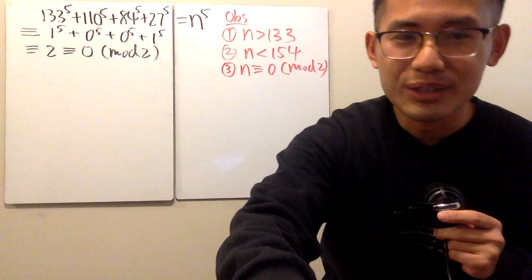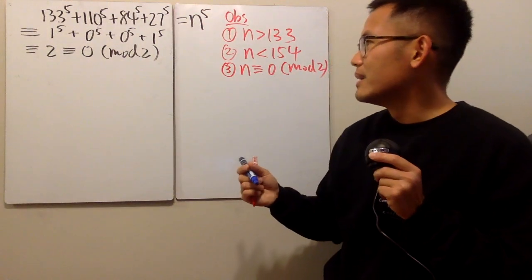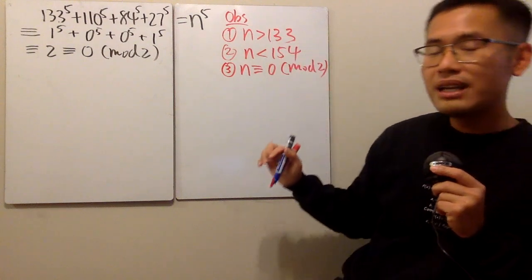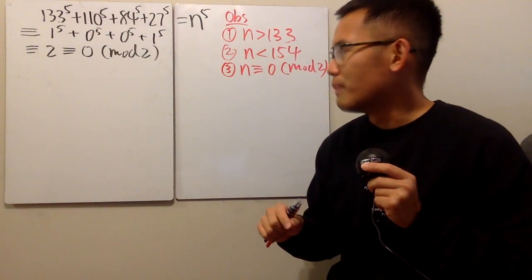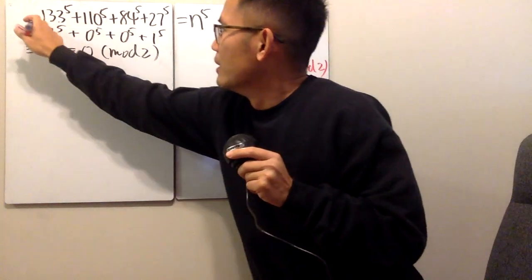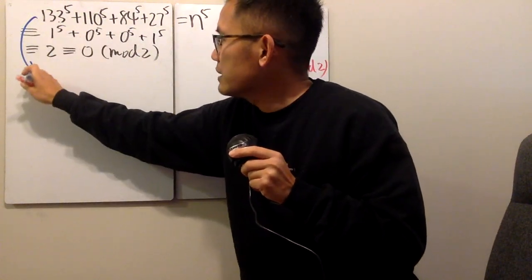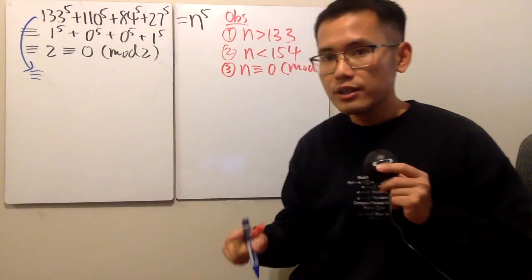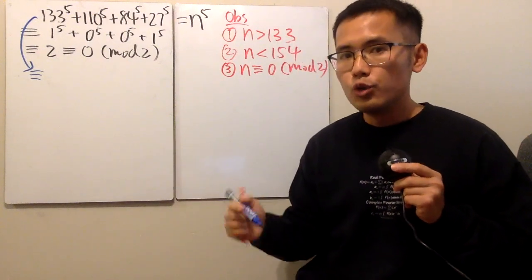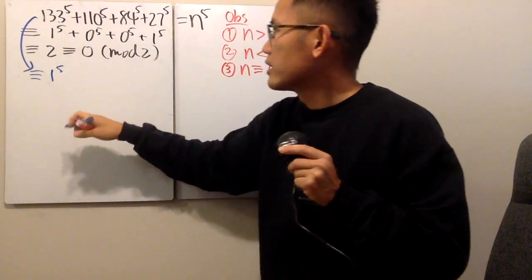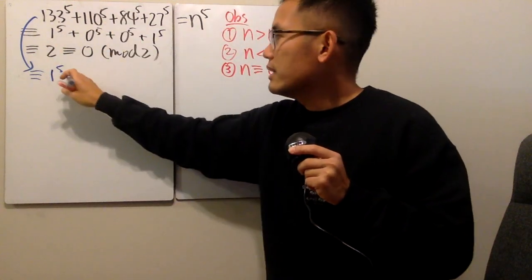Now, let's go ahead and do the next one. This is actually really good because it reduces half of the numbers right here, right? But let's do the next one. Let's say mod 3, yeah? So again, we are using 3 now. Pay attention to the base first. 133 divided by 3 is 44, remainder 1. So you have 1 to the 5th power right here. Just maintain the power.